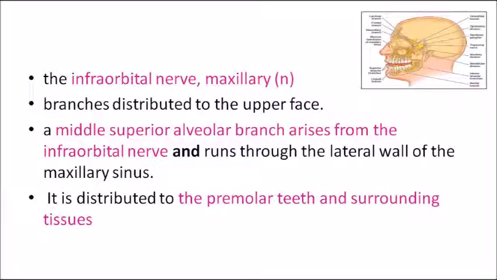Now, the infraorbital nerve, which is again a branch of the maxillary nerve, gives rise to a middle superior alveolar branch, which provides supply to the premolars and the surrounding tissues of the premolars. It actually runs through the lateral wall of the maxillary sinus. First we have seen the posterior superior alveolar branch, which supplies the molars and supporting tissues, and it arises from the pterygopalatine portion.